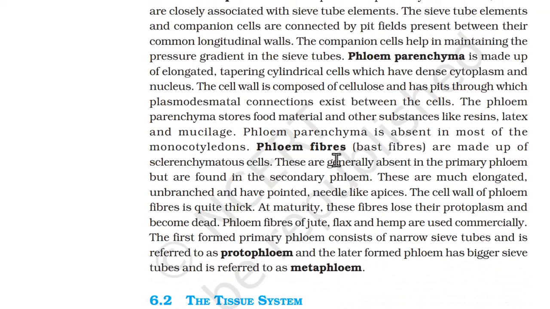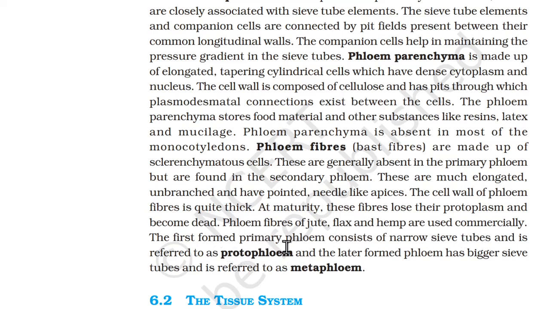Phloem fibers or bast fibers are made up of sclerenchymatous cells. These are generally absent in the primary phloem but are found in the secondary phloem. These are much elongated, unbranched, and have pointed needle-like apices. The cell wall of phloem fiber is quite thick. At maturity, these fibers lose their protoplasm and become dead. Phloem fibers of jute, flax, and hemp are used commercially.